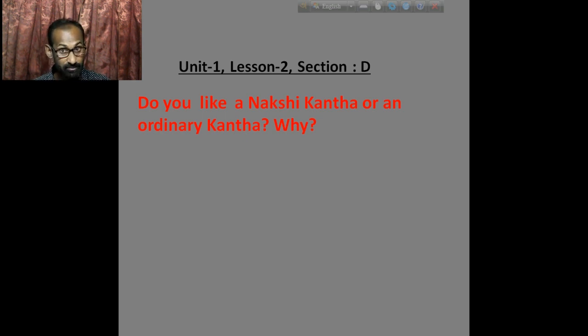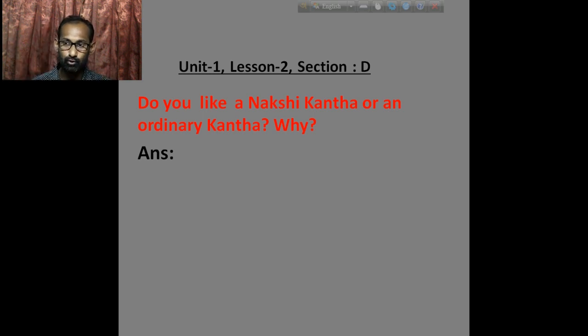That means in your textbook, your English First Paper book, if you open unit number 1, lesson number 2, section number D, you will find this question: do you like a Nokshikatha or ordinary kathas? Why? Then you have to write the answer. For writing an answer, you can take help from various sources. For example, you can take help from the internet, from your textbook, and from other people in your locality.